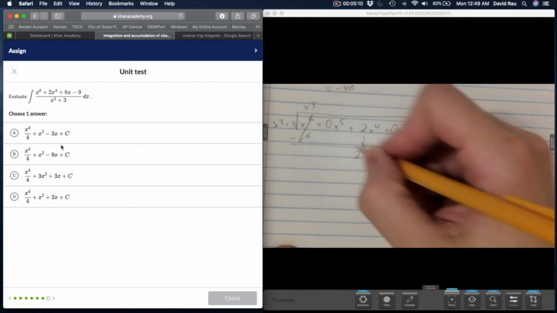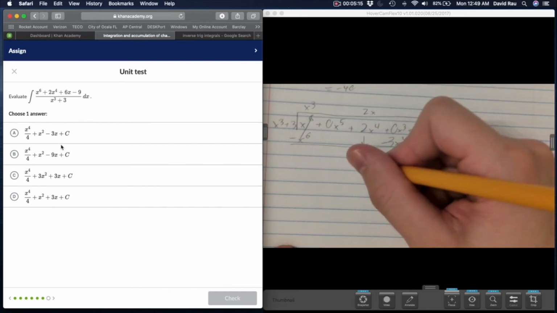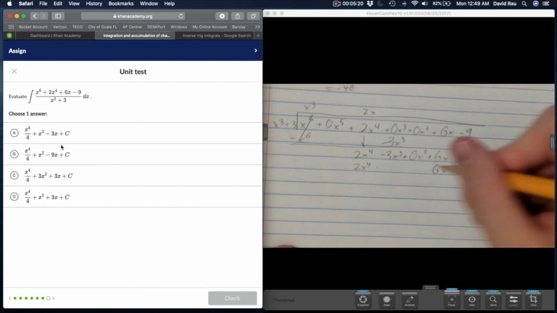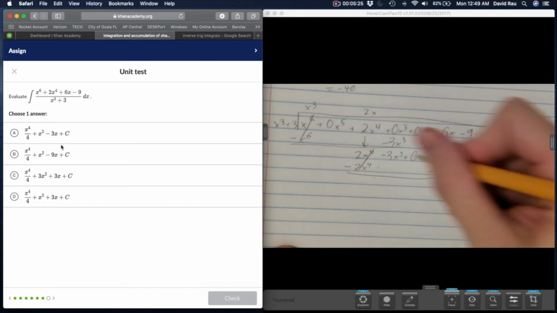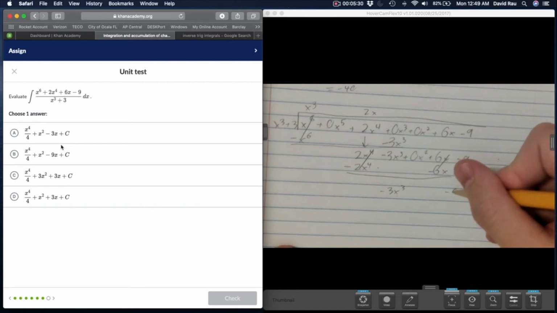How do I turn x cubed into 2x to the 4th? Well, I need to multiply 2 and multiply an x. And so now I have a match, 2x to the 4th, but I also get a 6x. And again, subtract, change the sign of this, change the sign of this. Now those cancel, and I'm left with negative 3x cubed minus 9.